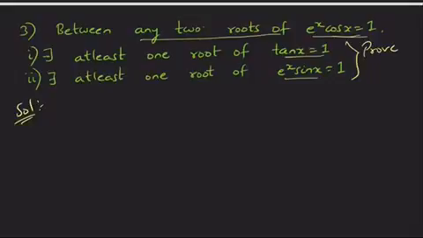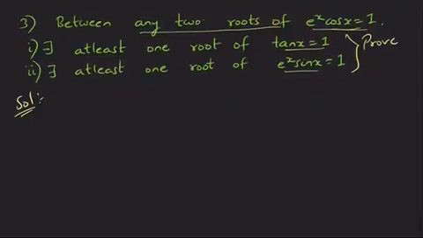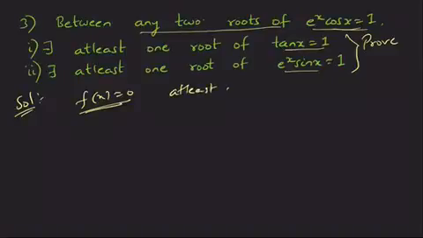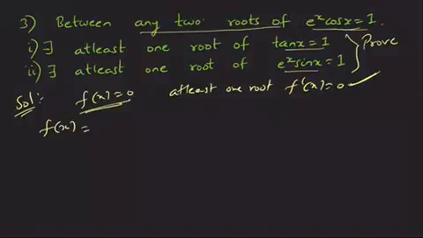Now the basic idea here in this problem is I would use the corollary which we have learned in the previous video, that between any two roots of f of x equals 0, I have at least one root of f dash x equals 0. So I would use this key idea in this problem. I would assume a function first, f of x is e power x cos x minus 1.